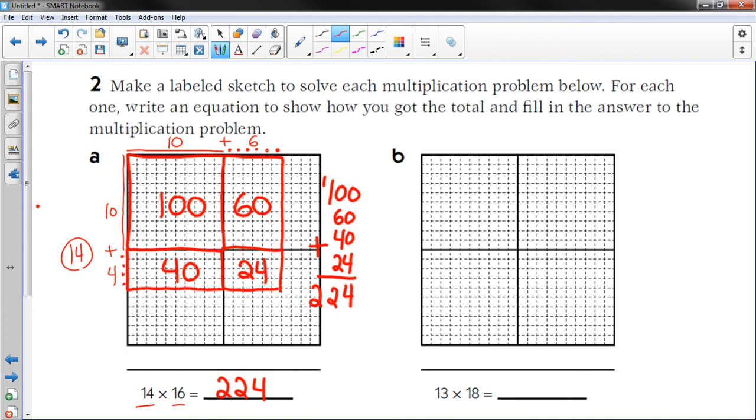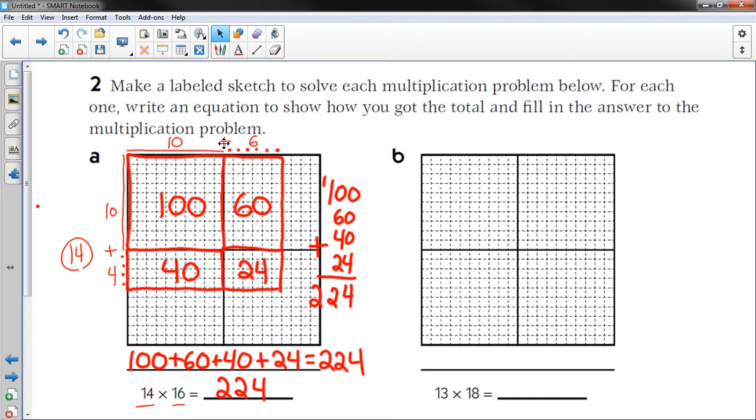I also want you to write this piece out too. Get in the habit of doing that. That's showing the partial products, which is an important concept in math. All right, hope you're able to follow along. I think I have time for one more.